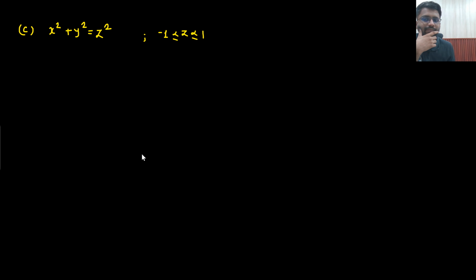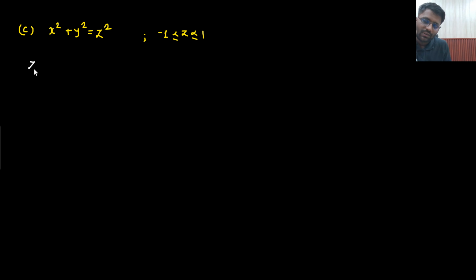What about this one? x square plus y square equals z square, where z is going from -1 to 1. Can z take a negative value here? Absolutely. Someone would say that, sir, x square plus y square will give you a positive value only. Yes, but here there is z square. So z square will also become positive. If z is taking a negative value, then z square will become a positive value. Are you able to understand this point?